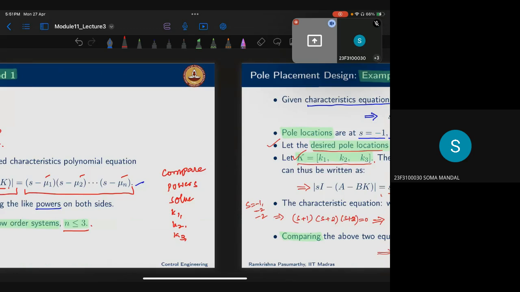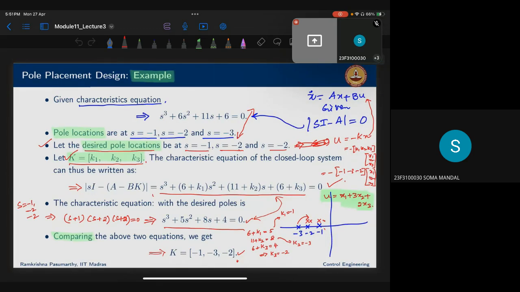Let me show you that example. Let's say we have this system x dot is equal to Ax plus Bu. Let's say the A matrix is given to you already. Then you take the determinant of sI minus A equal to 0. That gives this characteristic equation: s cube plus 6s square plus 11s plus 6 equal to 0. Now if you find the roots of this, you get s equal to -1, -2, -3.